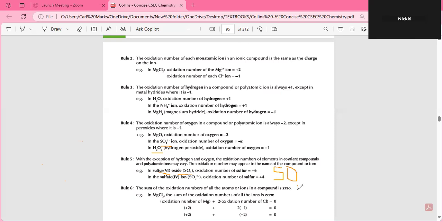We know that oxygen is normally what? -2, right? In this case, you have 6 negatives in all. If we got 6 negatives, how many positives do we need for sulfur for it to cancel out? The oxygen tells us that we have 6 negatives. We need +6. We need 6 positives. Right? You understand, Nikki? Yes, miss. Good. All right.